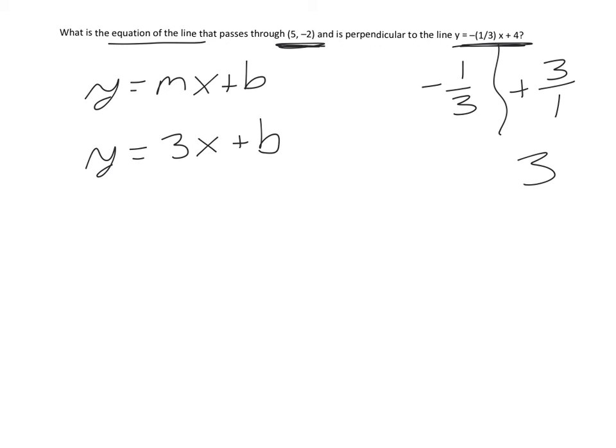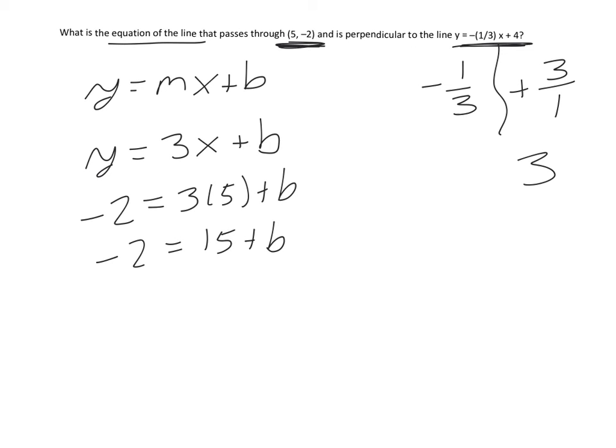It passes through the point (5, negative 2). So I'm going to plug in negative 2 for y and 5 for x. So 3 times 5 plus b. So I get negative 2 equals 15 plus b. I subtract 15 from each side. I get negative 17 as b.